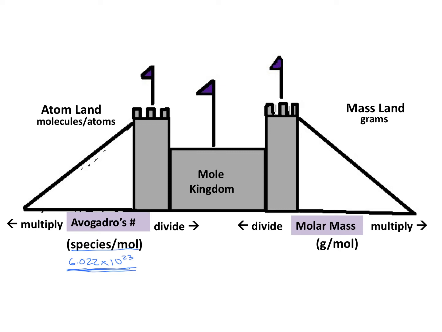So whenever we are now wanting to go out of the kingdom, so let's say we're starting in moles and we want to move ourselves into one of the exterior lands, we're going to do the opposite math. We're going to multiply. So if I'm in the kingdom and I want to get into mass land, I'm going to multiply by my molar mass. If I'm in the mole kingdom and want to get into atom land, I'm going to multiply by Avogadro's number. So this is just the basic setup and basic means to utilize this chart. And we'll use that on the next several problems.